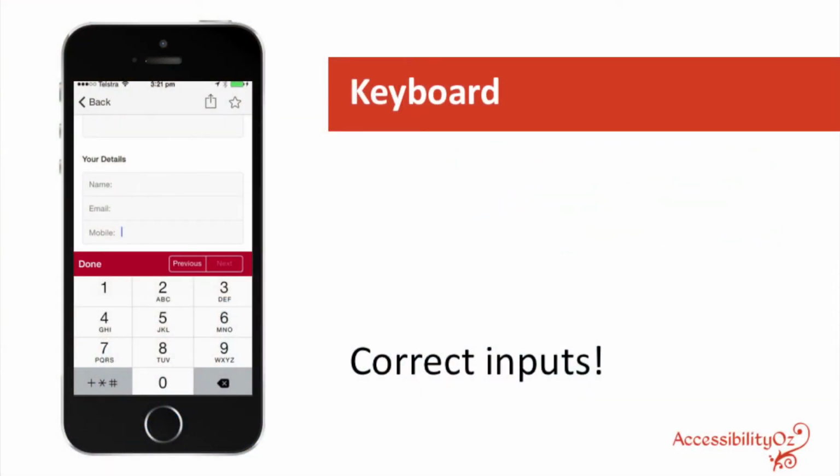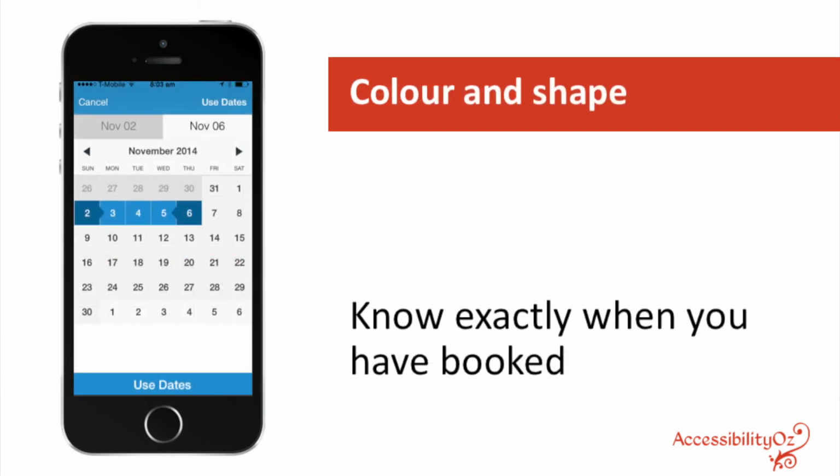This is Airbnb, and so they use both colour and shape. You have to code some stuff behind the scenes as well, but this means that someone who's got colour contrast issues is still going to be able to figure out what their starting date is and what their ending date is.